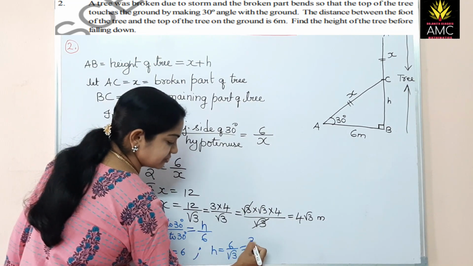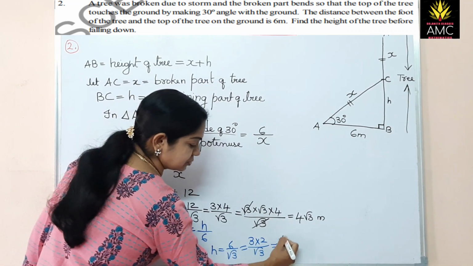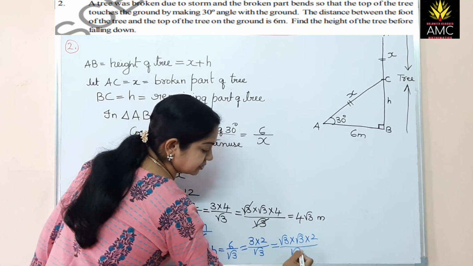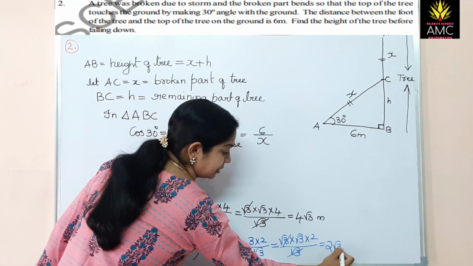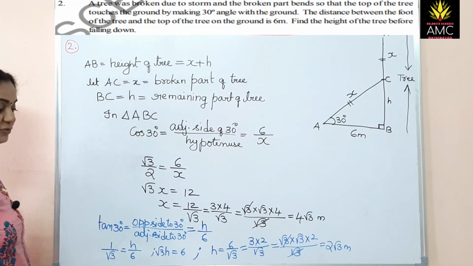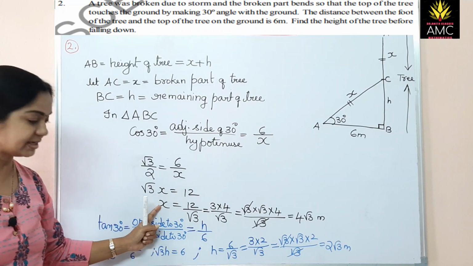6 you can write it as 3 2s are 6. So again 3 you can write it as root 3 into root 3 into 2 by root 3. So one root 3 you can cancel it off. It comes to 2 root 3 meters. This is the remaining part of the tree. That is h. H is the remaining part of the tree. X is the broken part.